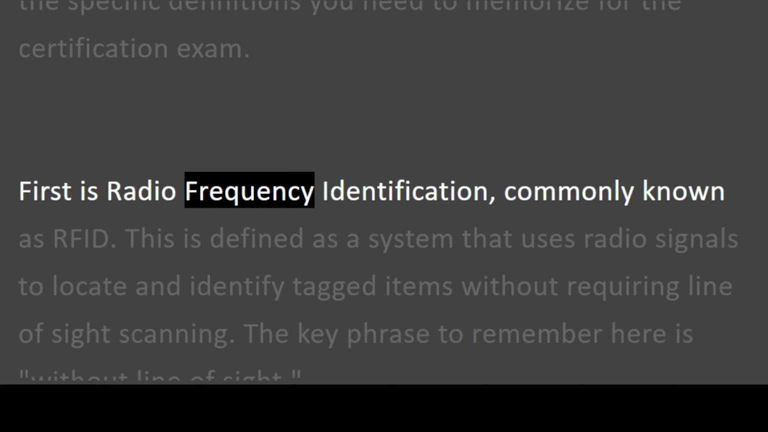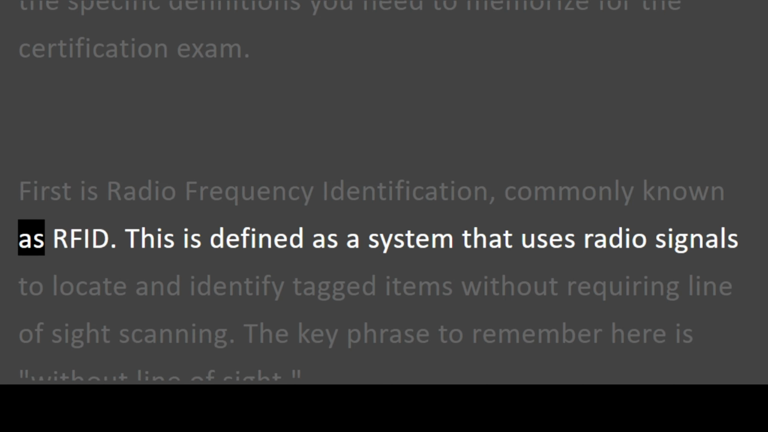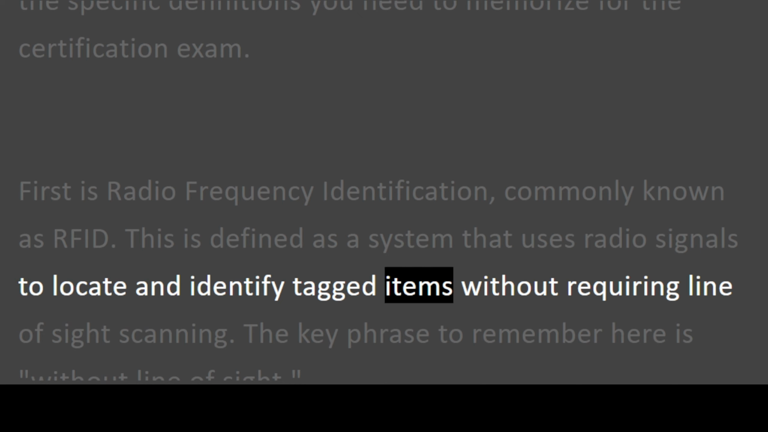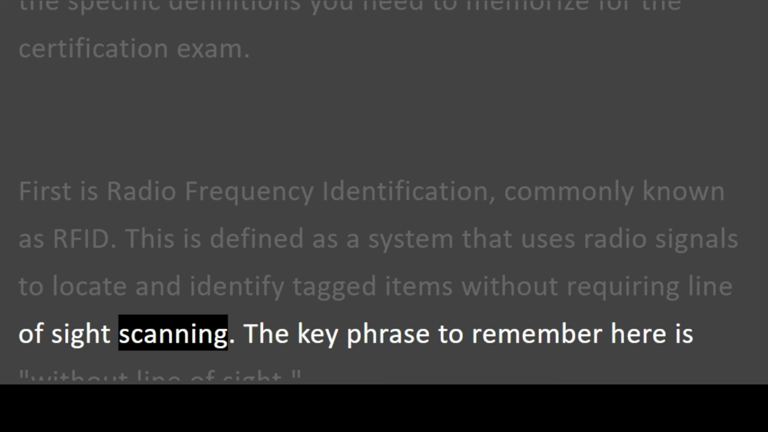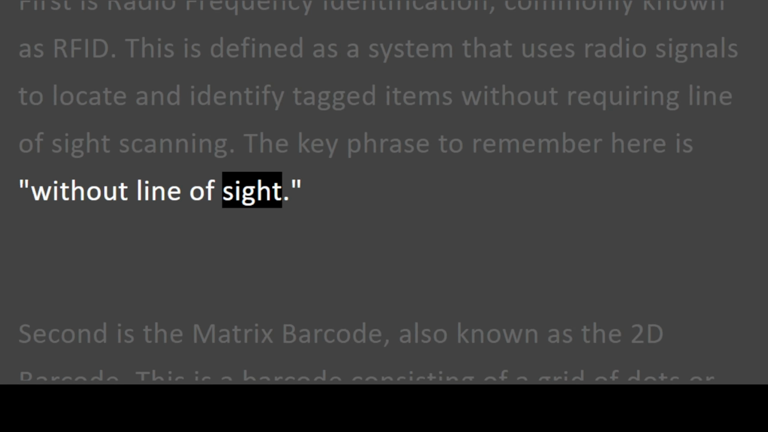First is radio frequency identification, commonly known as RFID. This is defined as a system that uses radio signals to locate and identify tagged items without requiring line-of-sight scanning. The key phrase to remember here is, without line of sight.